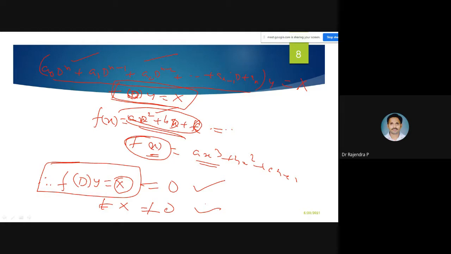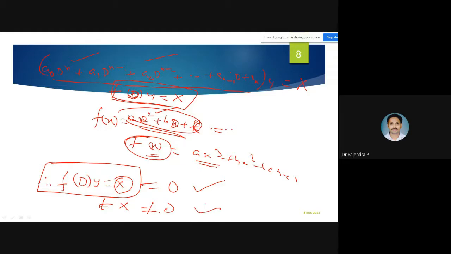So here f of d into y is equal to x. If x is equal to 0, it is a homogeneous differential equation, and if x is not equal to 0, then this will be a non-homogeneous differential equation. Correct? Have you understood till then? Okay. So now we have to get the solutions for these differential equations.